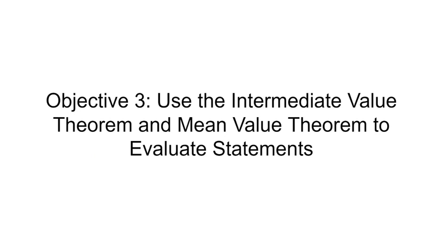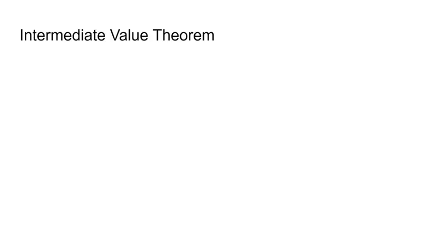The third objective is using the intermediate value theorem and the mean value theorem to evaluate statements. So the intermediate value theorem is basically, all right, you have a point above and a point below. If you draw a line between them, assuming that the line is continuous, it will pass through the value between those 2 points. That is all the intermediate value theorem is. Assuming you connect those 2 points continuously, it has to pass through that third value.